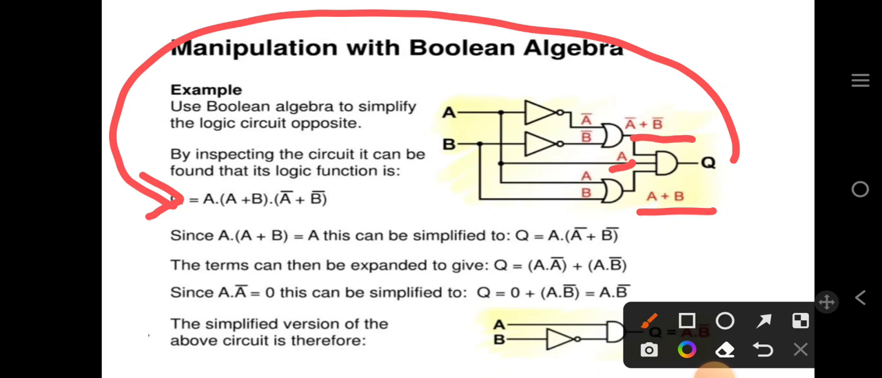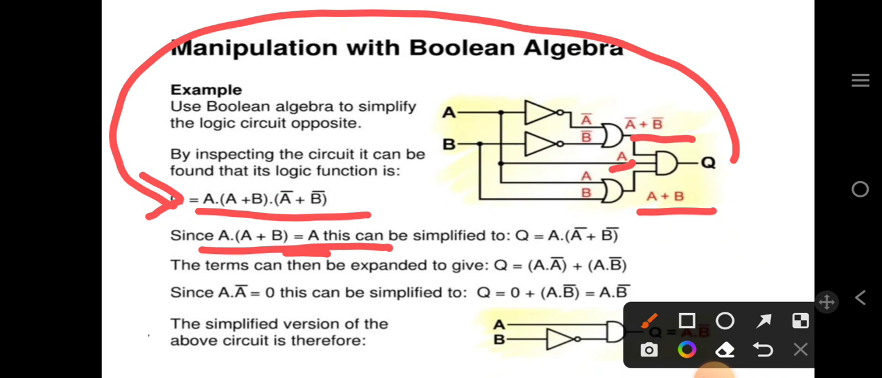Since A dot A plus B equals A, this can be simplified to Q equals A dot A bar plus B bar. As we have proved in the previous slide, anything multiplied by the same term plus another term, meaning A multiplied with in bracket A plus B, we can write as equal to A. So if you compare this equation and this equation, you will find some similarity.